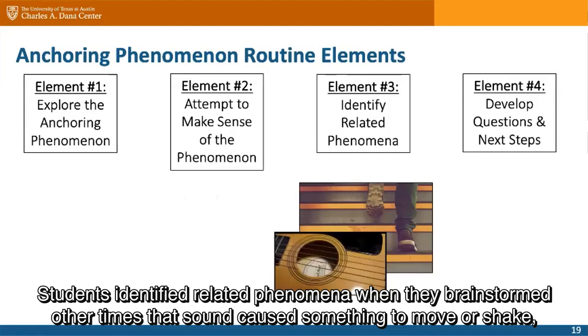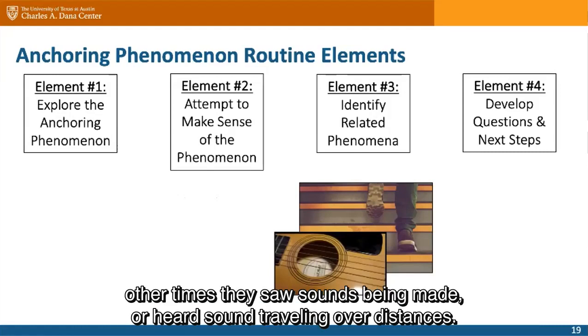Students identified related phenomena when they brainstormed other times that sound caused something to move or shake. Other times they saw sounds being made or heard sound traveling over distances.